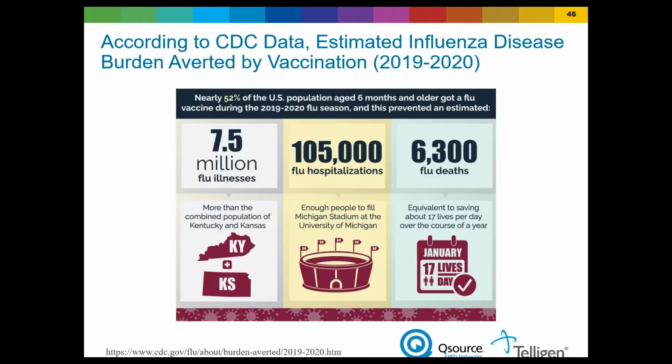So according to CDC data, the estimated influenza disease burden affected by vaccination between 2019 and 2020 is rather significant. As you can see, it prevented 7.5 million flu illnesses, nearly 100,000 flu hospitalizations, and nearly 6,000 flu deaths, as shown here. Next slide.